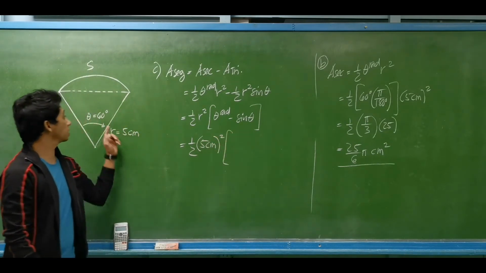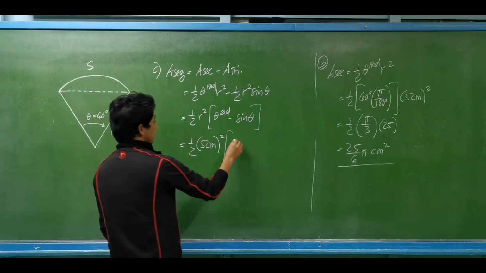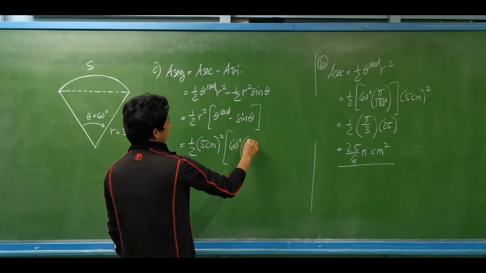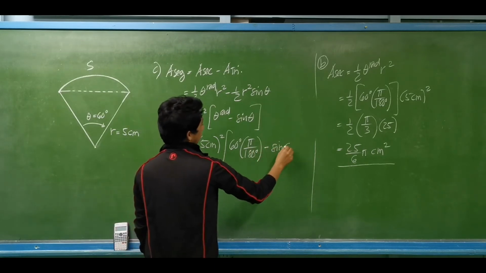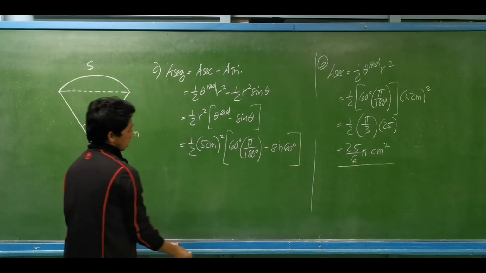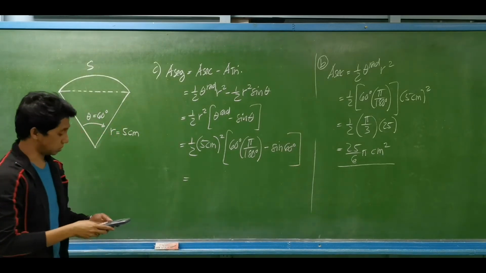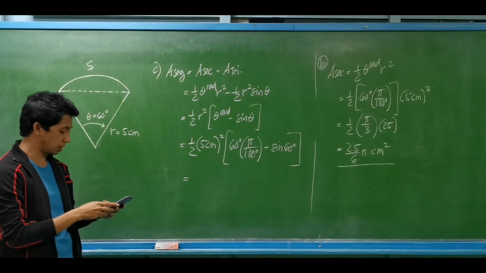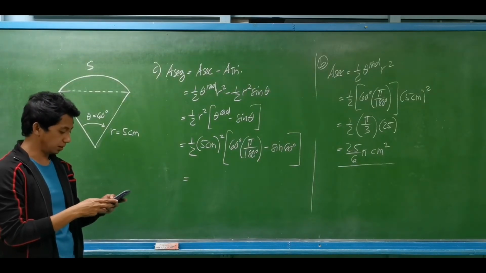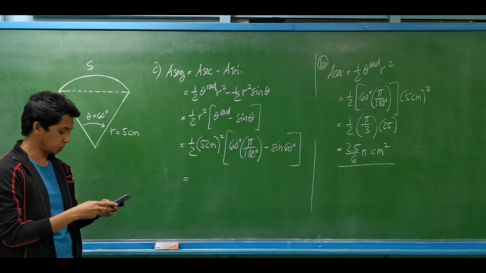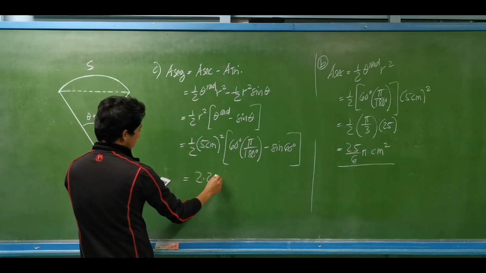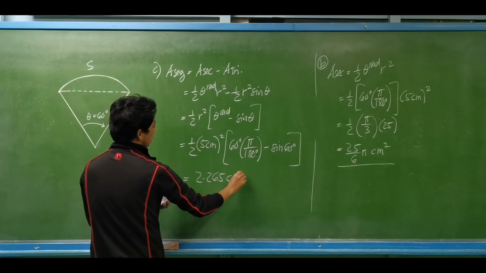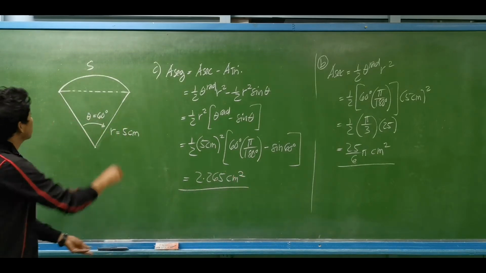We have to express our central angle in radian. That is 60 degrees multiplied by pi over 180 degrees minus the sine of 60 degrees. So this will be the area. So let's have it as 1/2 of 5 squared, multiplied by pi over 3 minus the sine of 60 degrees. So we have the area as 2.265 square centimeters. So that is the area of the segment on this portion.